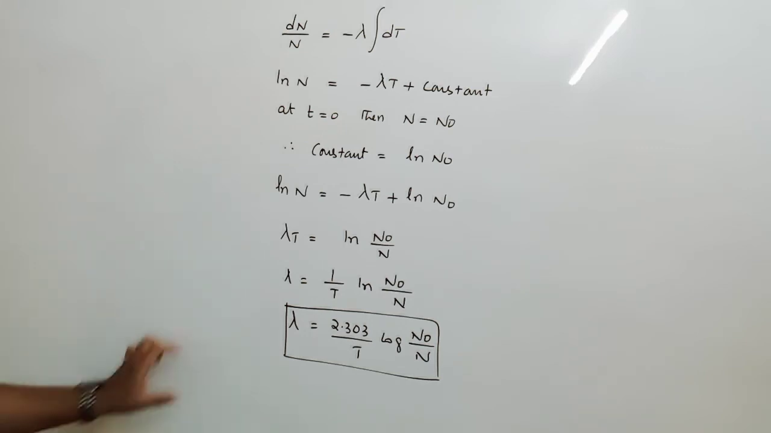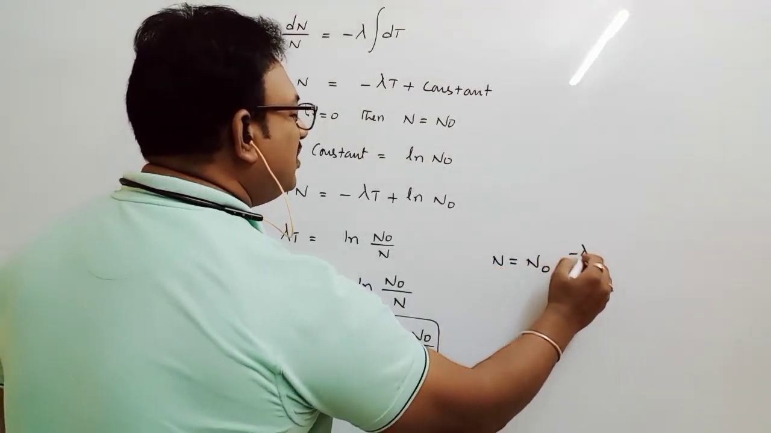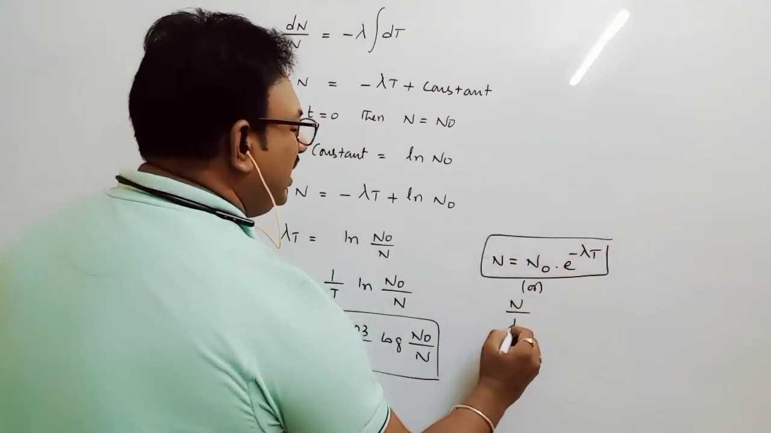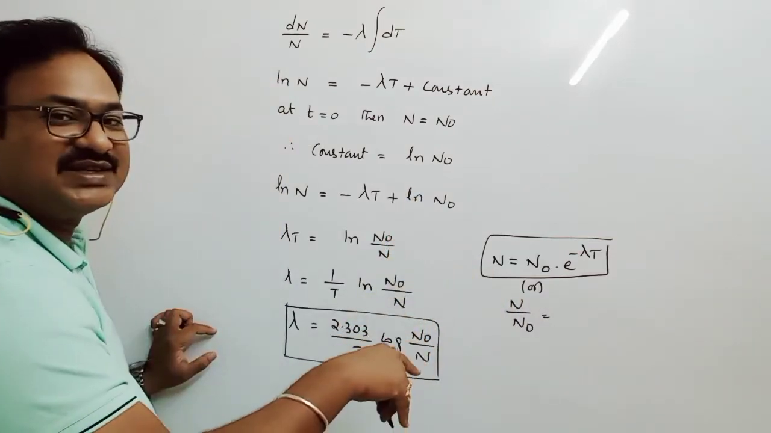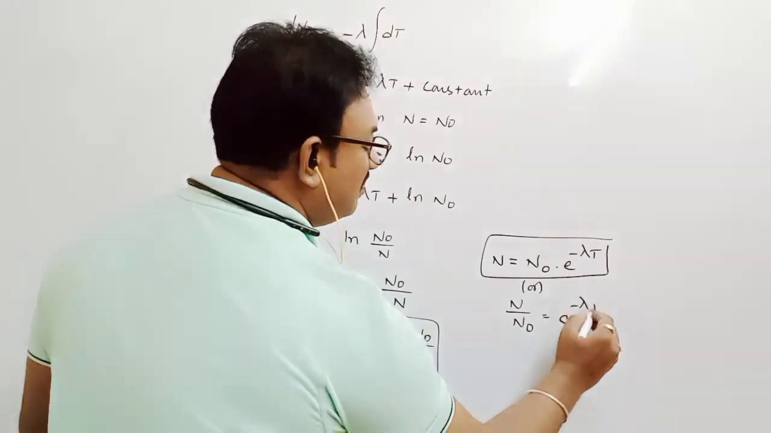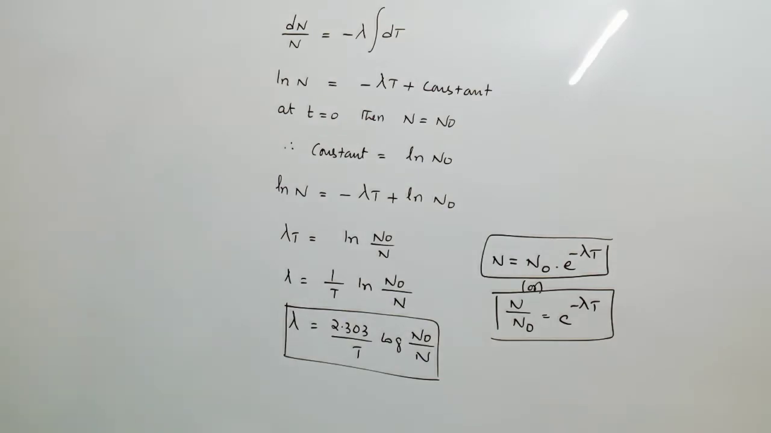And in exponential format, what do we write? N is equal to N naught exponential power minus lambda t. And N by N naught, like there we wrote a by a minus x, here N by N naught is equal to exponential power minus lambda t. So please note it down. So that's it. It's about the integrated rate expression for radioactive decay or radioactive disintegration.